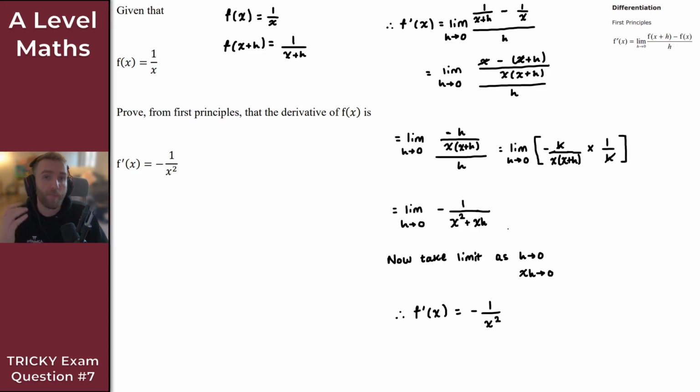This part here also tends to 0, right? And there we go then. So we get f prime of x here is equal to minus 1 over x squared as required. Perfect. Okay. QED, give it a tick, whatever makes you happy. There you go. That's your solution, right? And there we have it then.